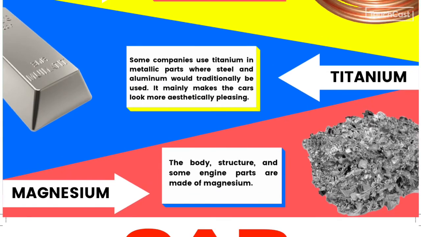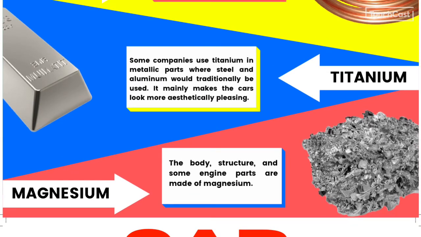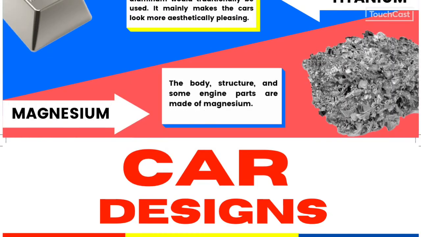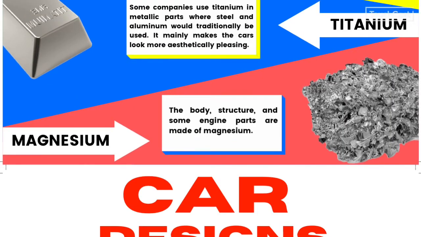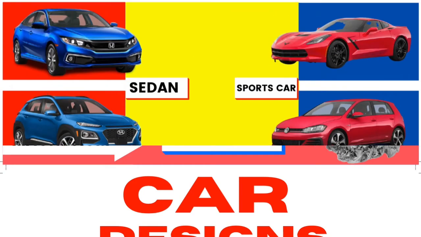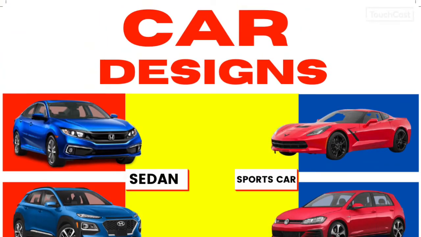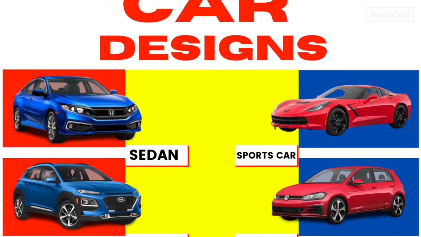Number 9, titanium. Some companies use titanium in metallic parts where steel and aluminium would traditionally be used. It mainly makes the cars look more aesthetically pleasing. Number 10, magnesium. The body structure and some engine parts are made of magnesium. Now we move to the fourth section, which is the types of car design. As you can see here, there are many types of car design.